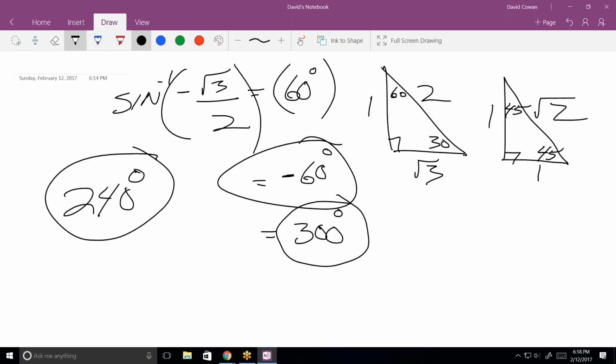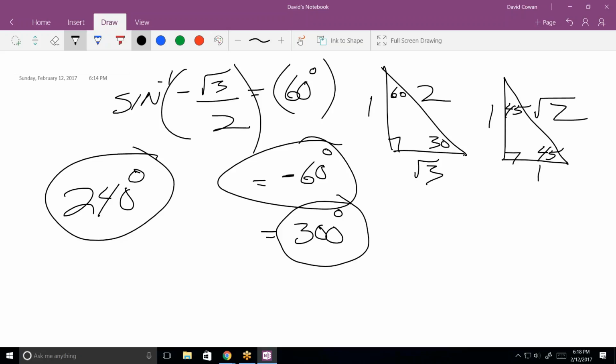But because they want to treat inverse trig functions as functions, for it to be a function, it can only give you one answer. It can't give you two answers. You don't want the calculator telling you that that's minus 60 degrees and, by the way, it's also 240 degrees.